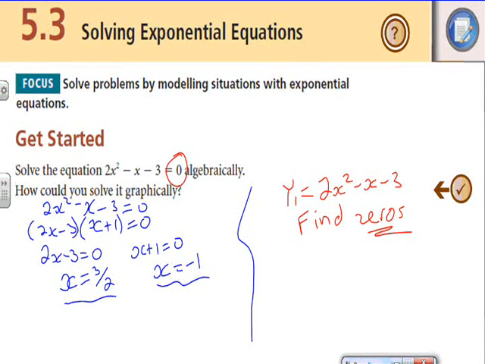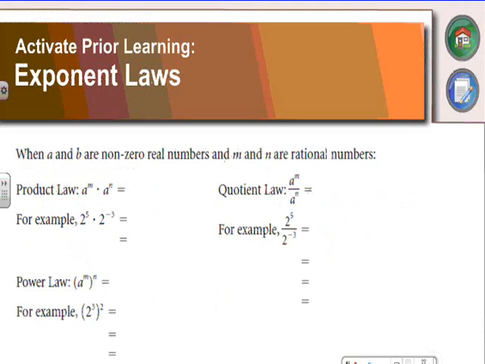Before we carry any further with this exponential stuff now, we've got to go back and remind you of your exponent laws. So let's look at this. You'll want to write this on the side of your notes there. If we have a to the m times a to the n, when you have like bases and you are multiplying, we want to add the exponents.